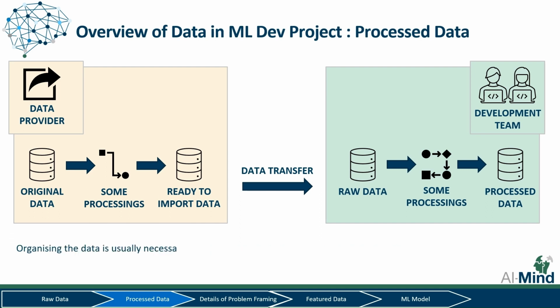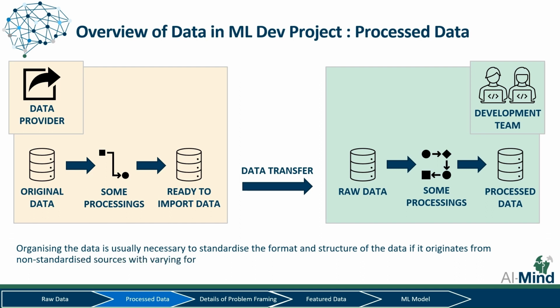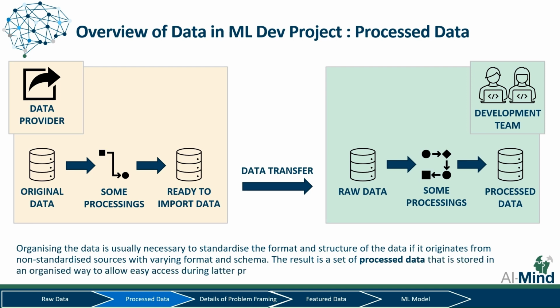Organizing the data is usually necessary to standardize the format and structure of the data if it originates from non-standardized sources with varying format and schema. The result is a set of process data that is stored in an organized way to allow easy access during later processes.